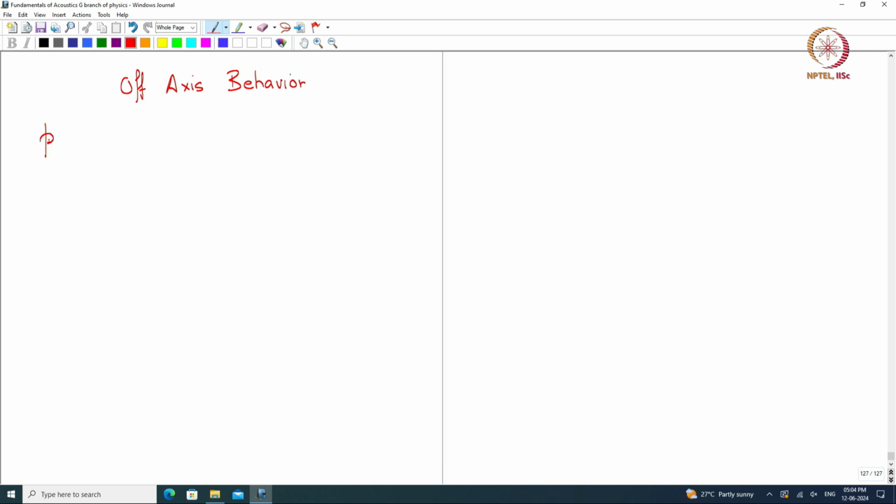So the pressure P at a certain location r from the center of the piston at a theta angle is given by, let me write it in terms of source strength, j omega rho Q e to the power of minus j k r by pi r, times J1 of k a sin theta by k a sin theta.